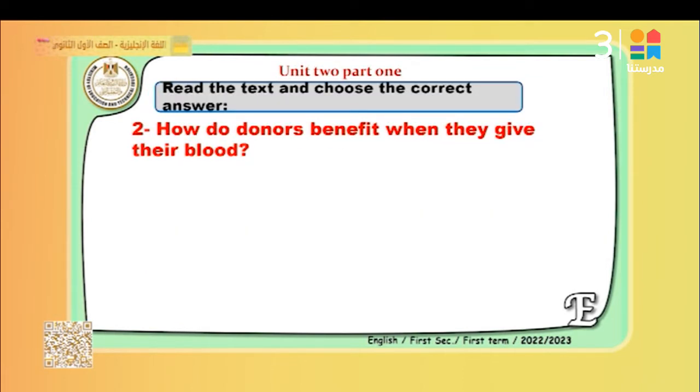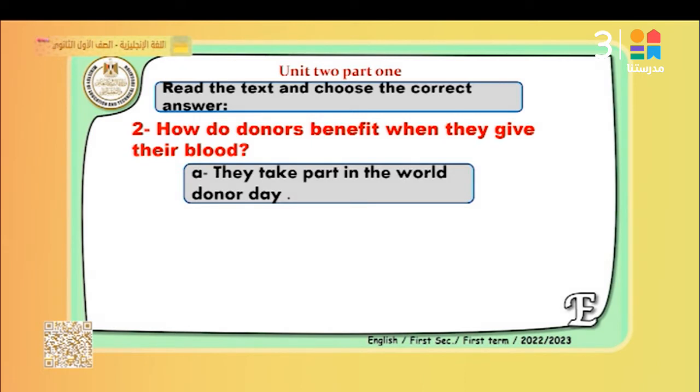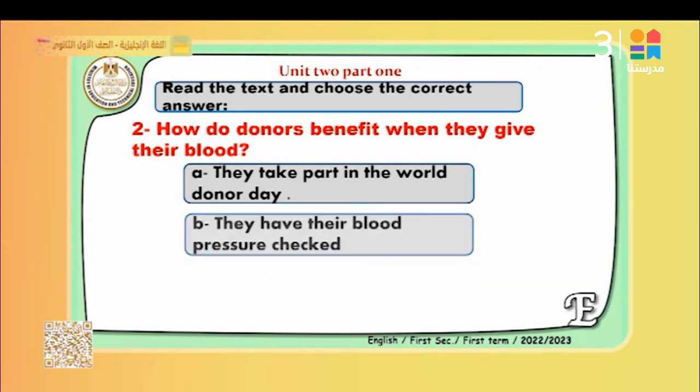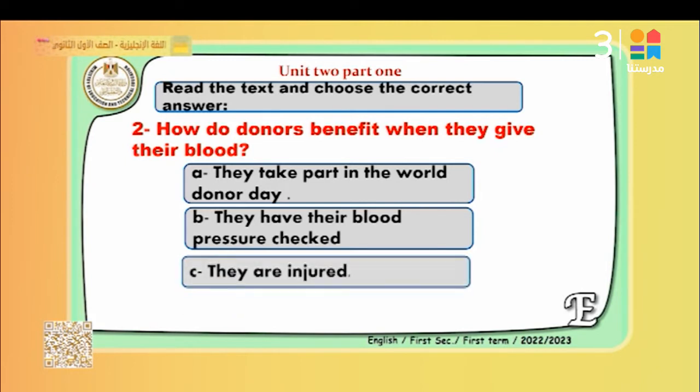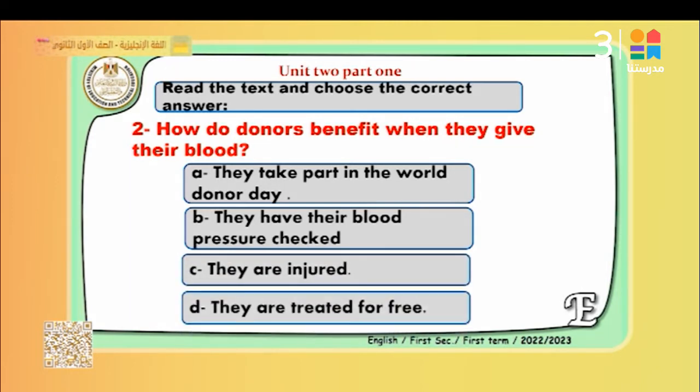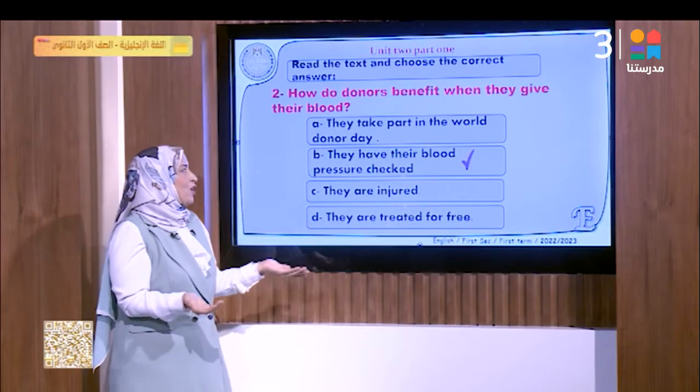Question number 2, how do donors benefit when they give their blood? Of course, we said that the ill people benefit. What about the donor himself, how does he benefit? Of course, we said that he has his blood pressure checked. Do you remember this? They take part in the World Donor Day. They had their blood pressure checked. They are injured or they are treated for free. Yes, very good. I know you know the answer. They have their blood pressure checked. So this is the benefit of the donor. He had his blood pressure checked.